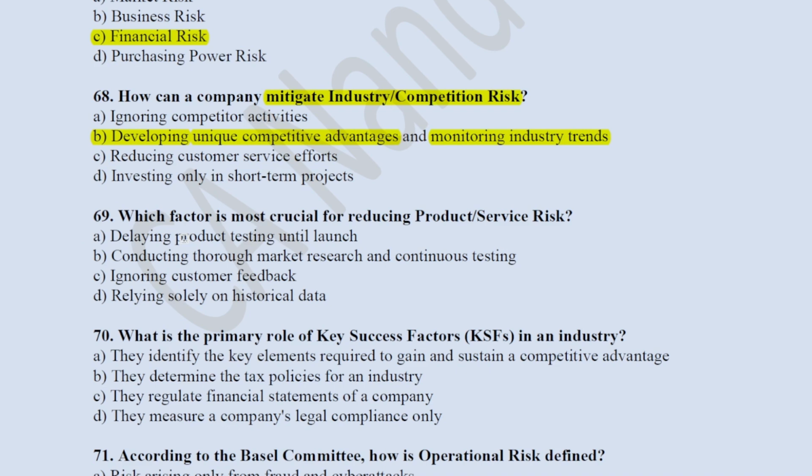Which factor is most crucial for reducing product service risk? Delaying product testing until launch. No. Conducting thorough market research and continuous testing. Yes. Ignoring customer feedback. You cannot ignore customer feedback. Relying solely on historical data. No. So the answer should be B.